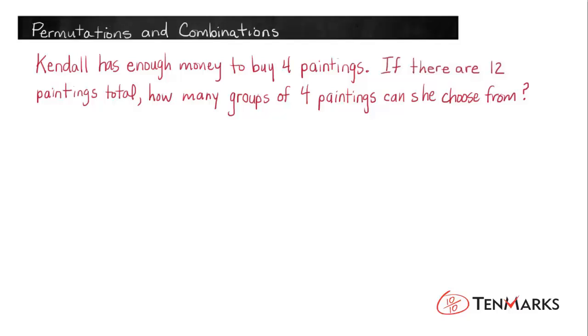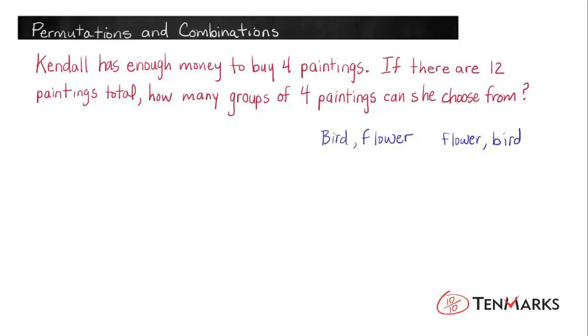Think about 2 paintings Kendall could choose. She could choose a painting of a bird and then a painting of a flower. Now will it matter if she chooses the painting of the bird first and the painting of the flower second? Or would choosing a bird painting and a flower painting be the same as choosing a flower painting and then a bird painting? And I think they're going to be the same. That would make this a combination problem.